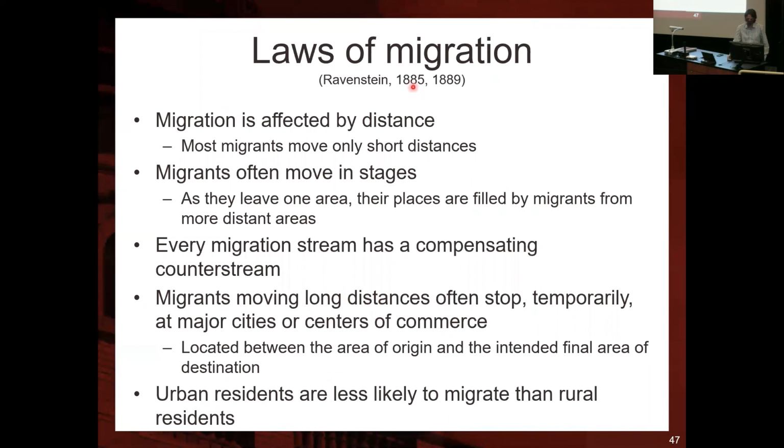And these studies, from 1885 and 1889 by Ravenstein, tried to summarize some information about migration. What are the reasons? What are the factors associated with migration? So a first important thing is that migration is affected by distance. Most migrants only move short distances.